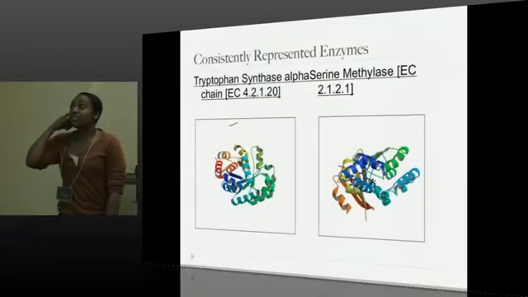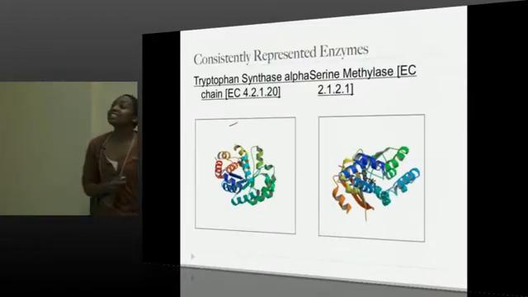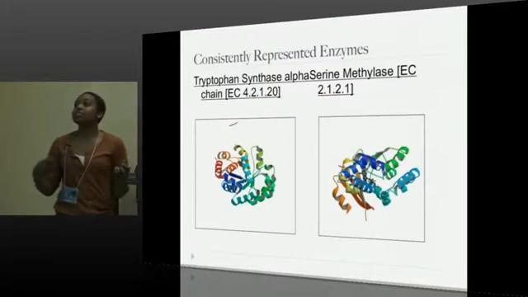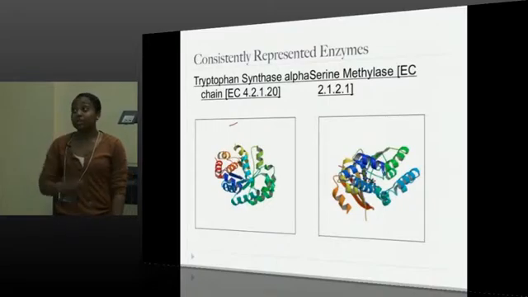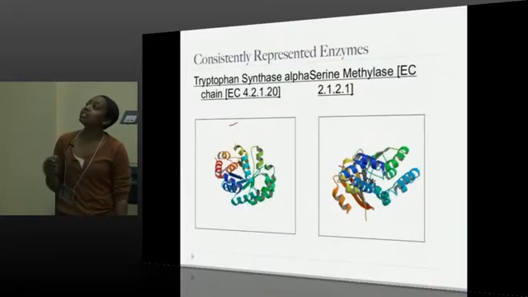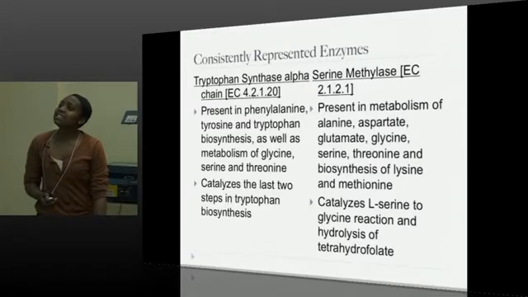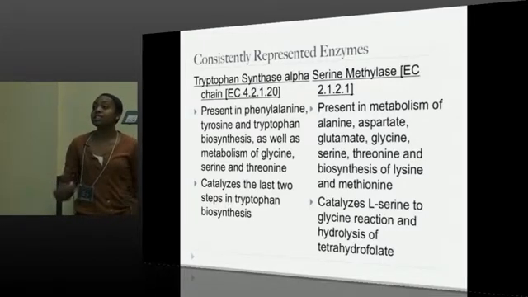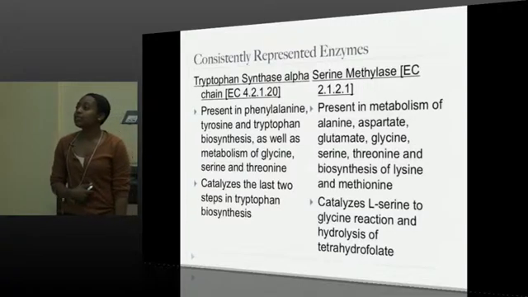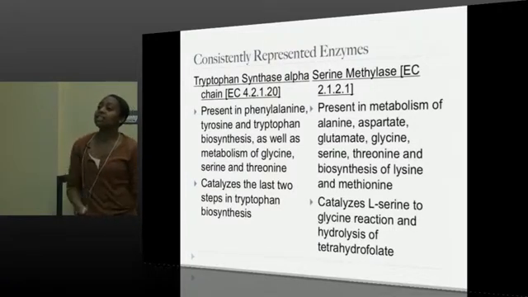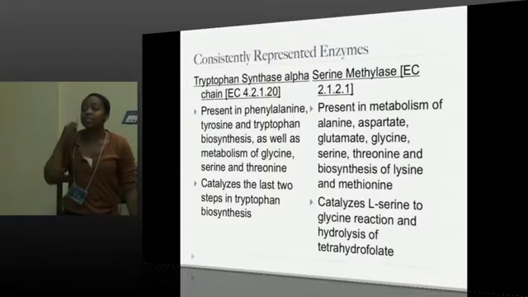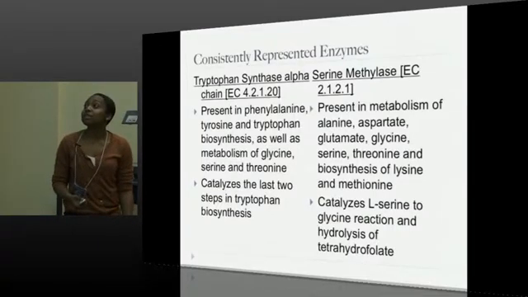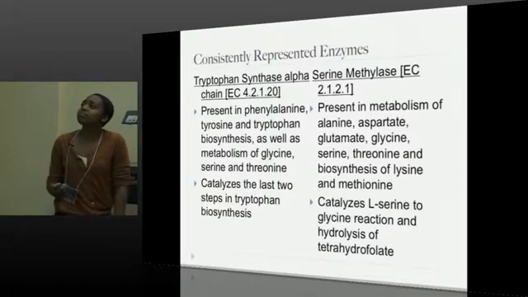So throughout the data, there were several nodal proteins or consistently represented enzymes in all of these pathways, or most of these pathways, and that was tryptophan synthase alpha chain and serine methylase. And so like I said, they're present in several of these super pathways, and they both confer different functions. Tryptophan synthase, obviously the last two steps of tryptophan biosynthesis, and serine methylase, catalyzing the serine to glycine reaction, as well as hydrolysis of tetrahydrofolate, which is just a common cofactor in amino acid metabolism as well as nucleotide metabolism.